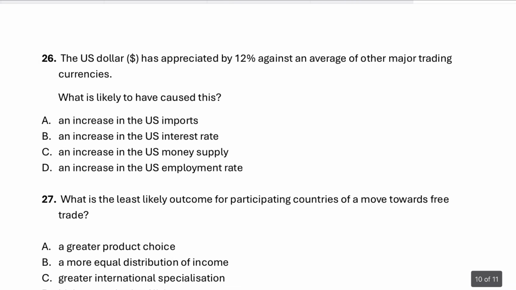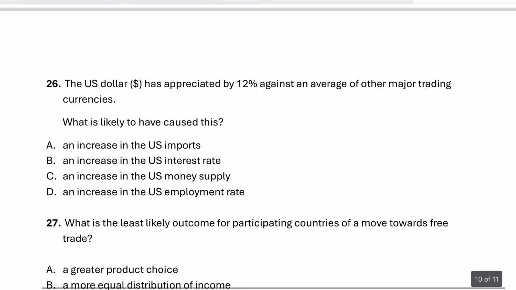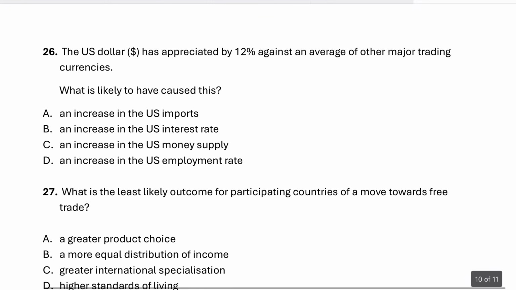Question 26 says the US dollar has appreciated by 12% against an average of other major trading currencies. What is likely to have caused this? Now, the currency has appreciated. The appreciation of the dollar means the demand for dollars has increased relative to the supply of dollars. One of the strongest causes of currency appreciation is basically a rise in domestic interest rates. It's a very strong cause.